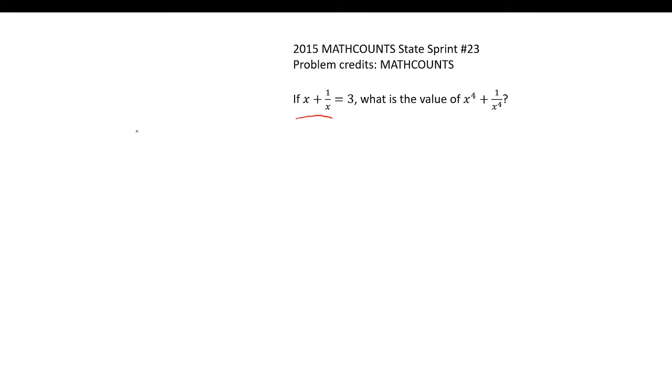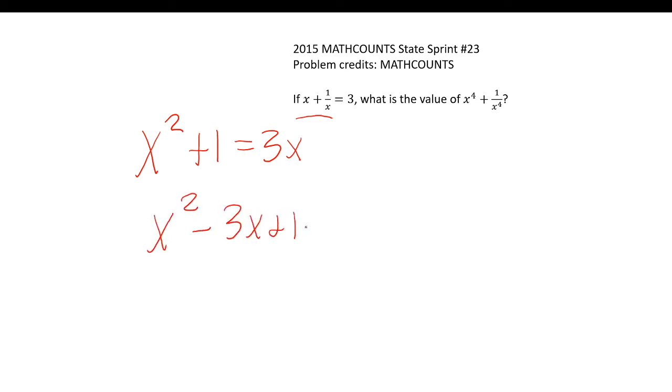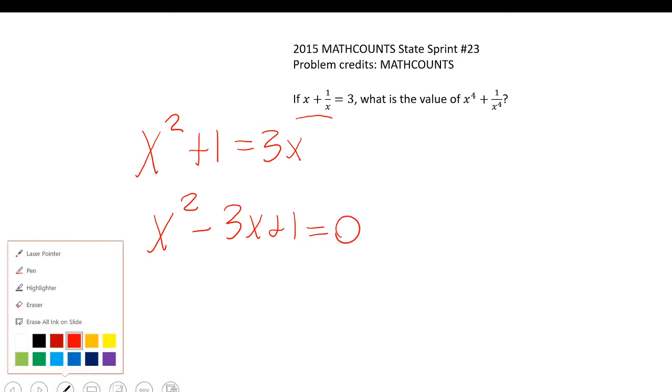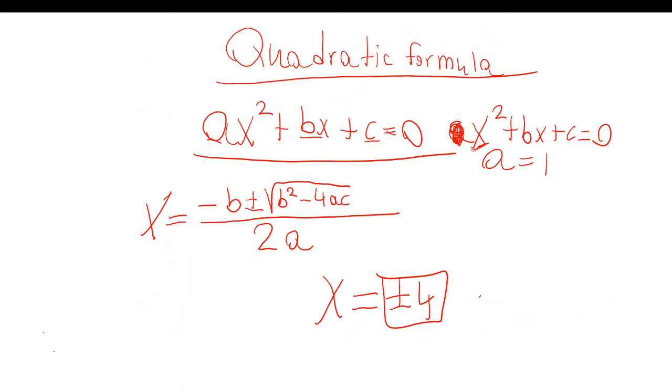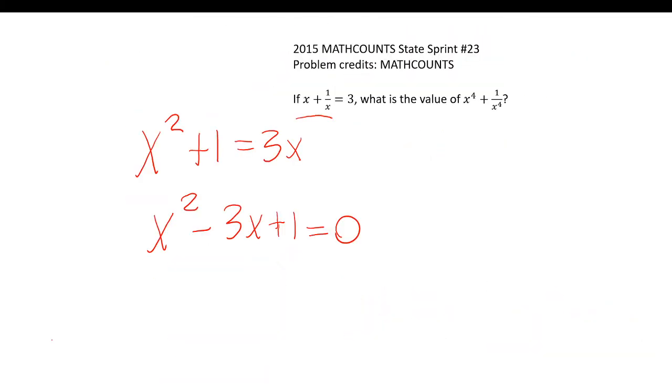So I can rewrite this by multiplying all terms by x. We're going to get x squared plus 1, and multiplying 3 by x, I'm going to have 3x over here. And now I can just have x squared minus 3x plus 1 equals 0. We rewrote the quadratic into this standard form. We set it equal to 0 because that's what it's equal to.